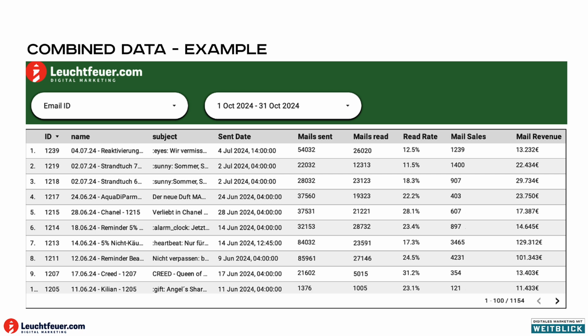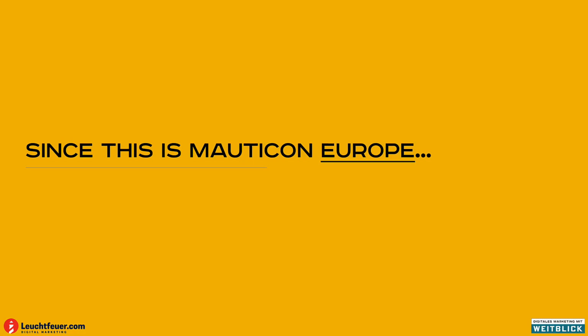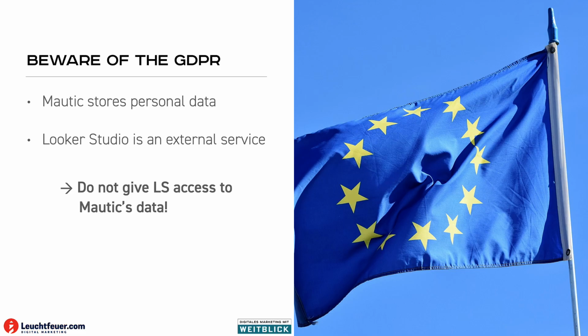But there's one more thing we have to keep in mind. I already teased it a bit. Since we are at Mauticon Europe, we need to talk about the four-lettered elephant in the room, which is, of course, the GDPR. Data protection is important in Europe, especially in marketing. Mautic stores personal data, like an email address, name, addresses, and so on of our clients' leads. And Looker Studio is an external service, so we cannot just give Looker Studio access to Mautic's database, because then we would be sharing personal data with an outside provider.